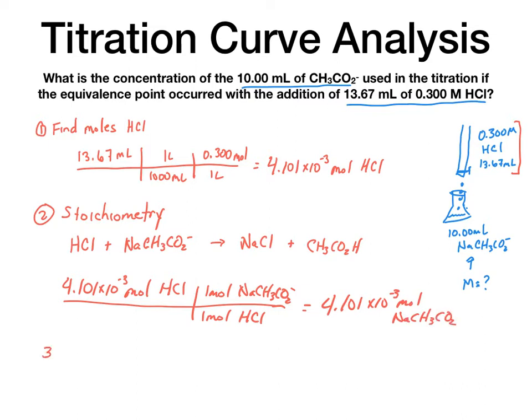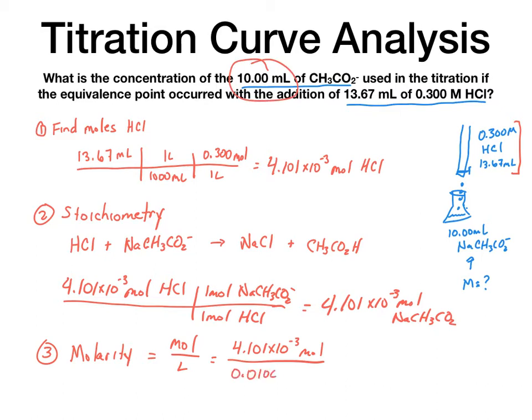And so now, step 3, we can find the concentration. Molarity is equal to moles divided by liters. I have 4.101 times 10 to the minus 3 moles, and that's how many moles were in this 10 milliliters. So convert that 10 milliliters to liters, and I get that my concentration is 0.4101 molar.